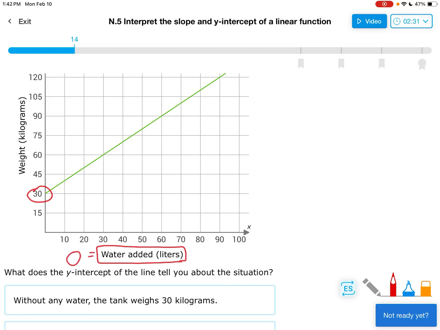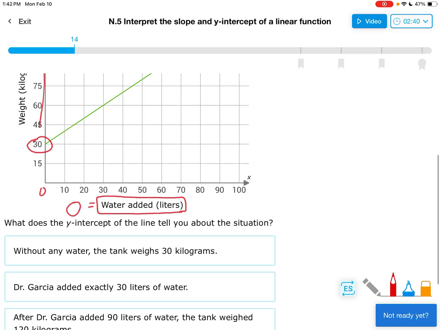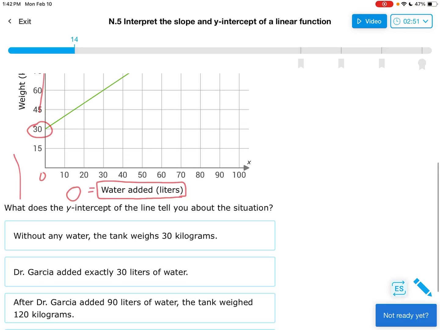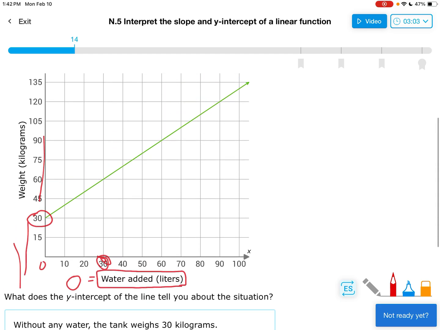So before there is any water, it tells you the weight of the fish tank. So without any water, the fish tank weighs 30 kilograms. Yep, that matches what we just talked about. So it's going to be part 1, or let's see, Dr. Garcia added exactly 30 liters of water. No, that would be if the line was here, which it's not. After he added 90 liters of water, the tank weighed 120 kilograms. That's not incorrect, but they're asking what the y-intercept tells us, and 90, 120 is not the y-intercept.